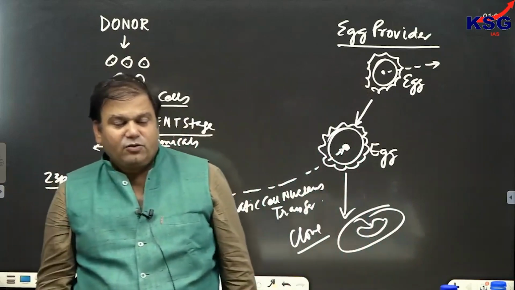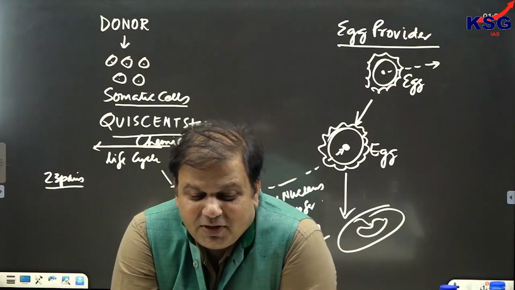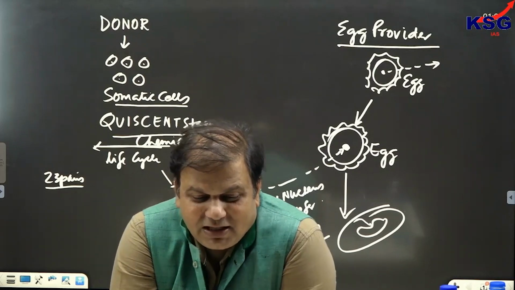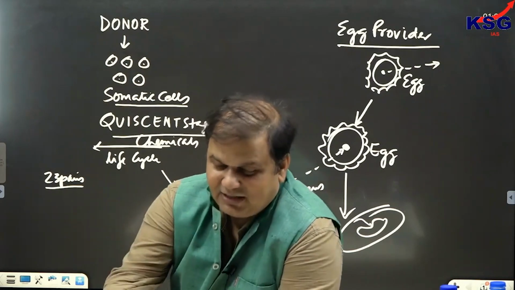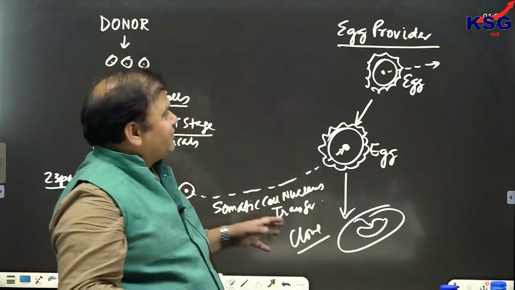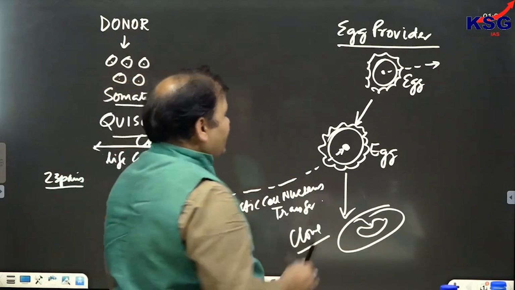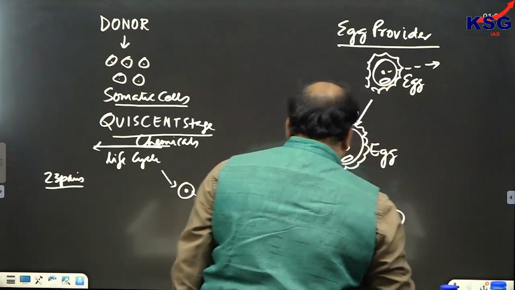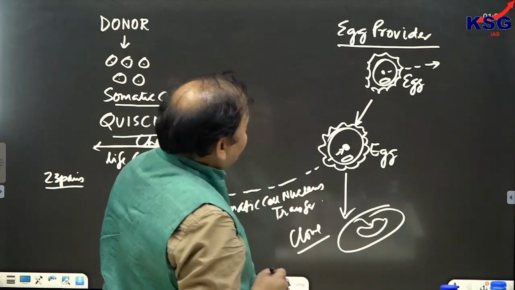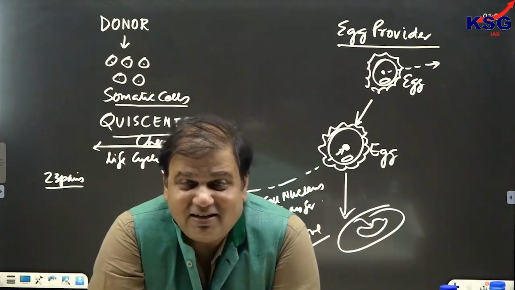But then I say that it's a clone of the donor but not exactly the same. And why not exactly the same? Because mitochondria has not been transferred. Only you have transferred the nucleus. Here is the mitochondria which belongs to the egg provider. Clear? Now mitochondria has the DNA of the egg provider, so it won't be exactly the same.